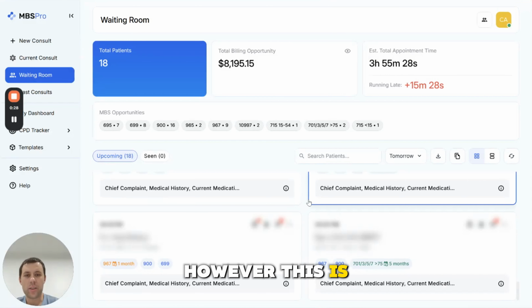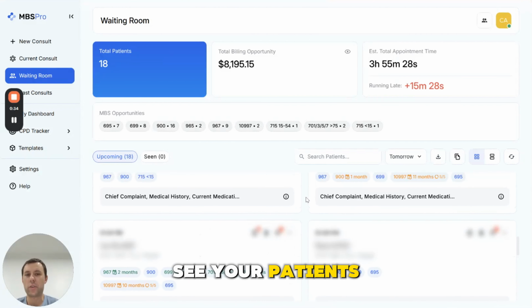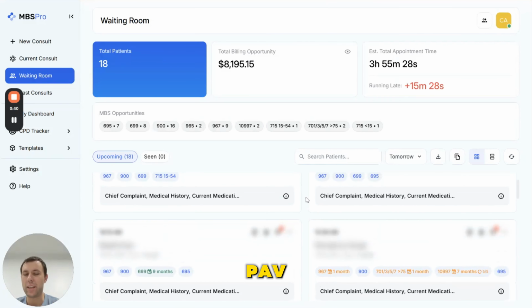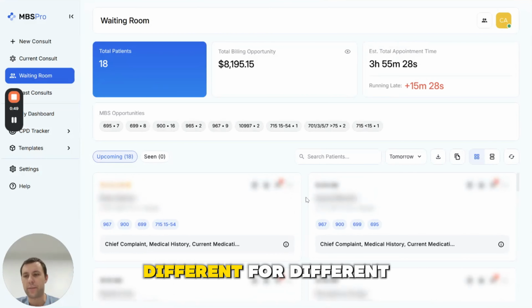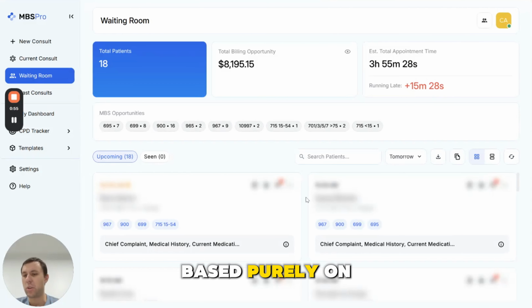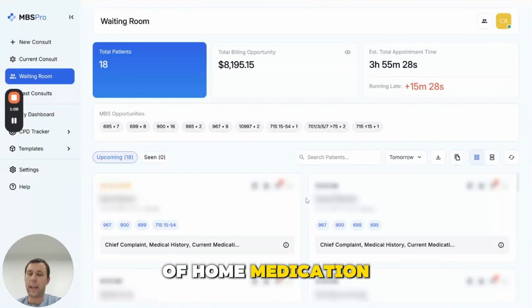However, this is what MBSPro can offer in helping you optimize your billings, see your patients pretty effectively and efficiently, as well as ensure that we're optimizing for PAV, so patient annual value. PAV essentially is the total value of possible billings that you could have for a patient, and that is different for different age groups. As you're probably aware, there are different items that can be billed based purely on age. There are some that are based on demographics, such as being Indigenous. There are some for patients that have medications and medication issues in the context of home medication reviews.